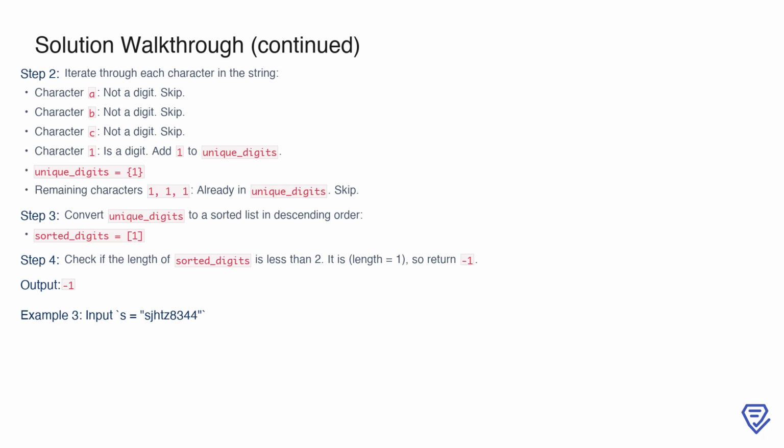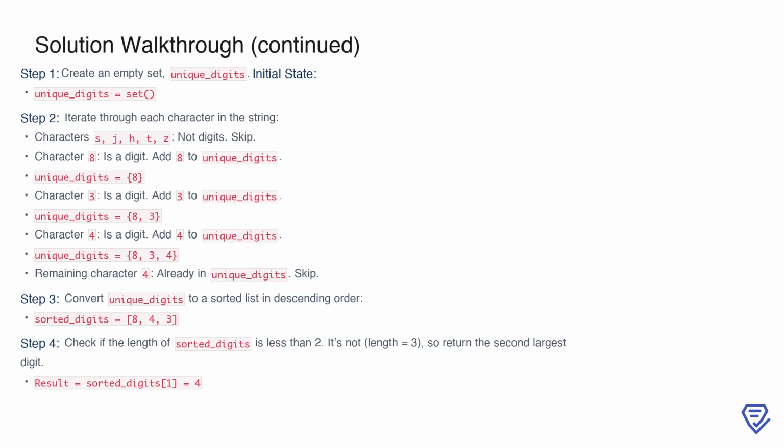Since there isn't a second largest digit, we return -1 as the output. Now let's evaluate another input string, SJHTZ8344. We begin in the same way by creating an empty set called unique_digits. Looking at the string SJHTZ8344, we start iterating through each character. The first 5 characters, S, J, H, T, and Z, are not digits, so we skip them.